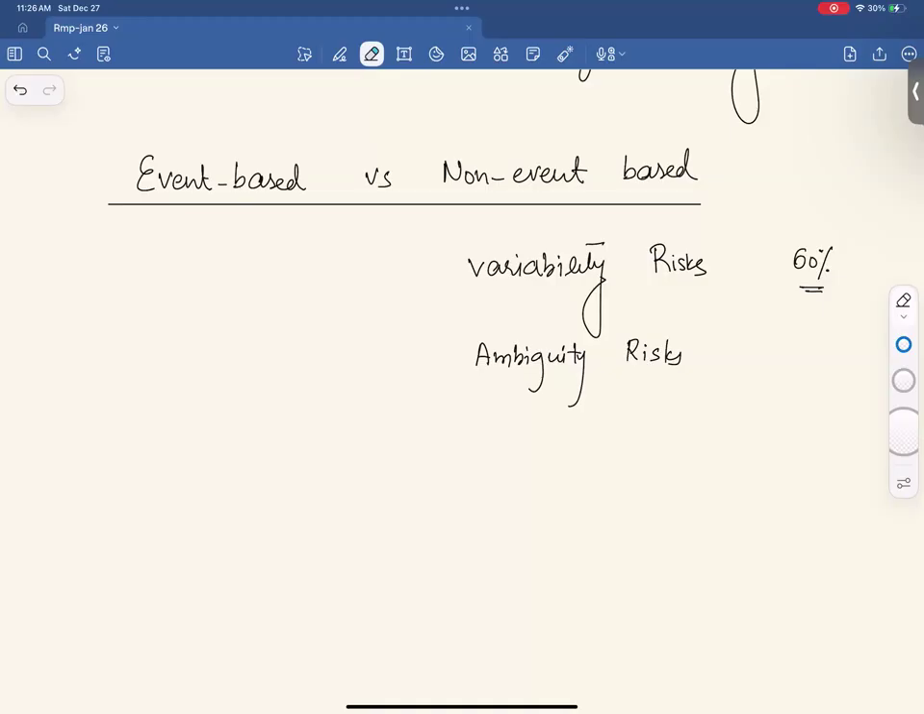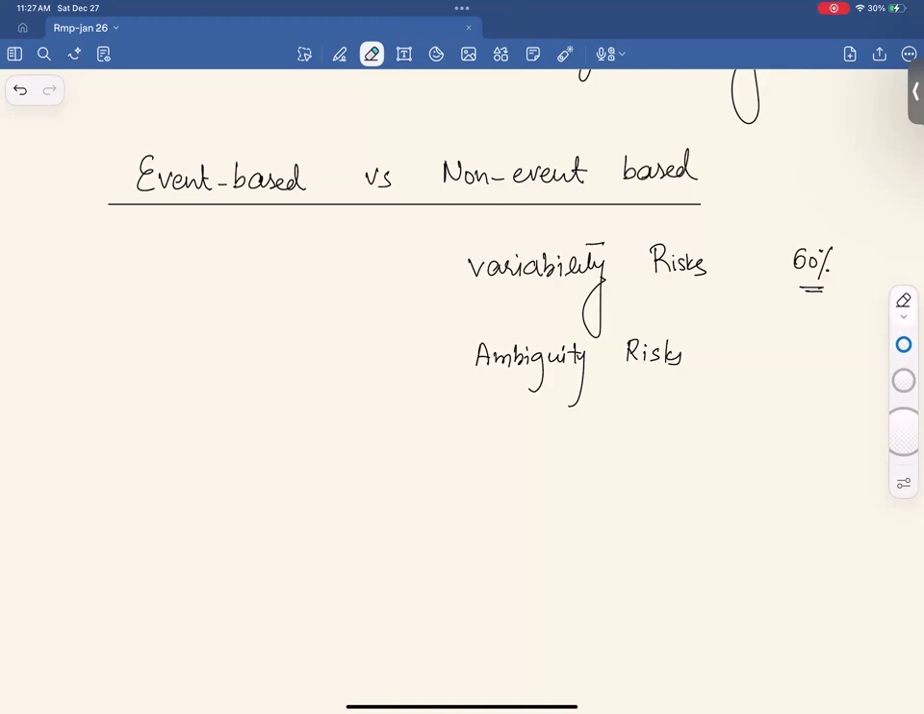Second one is called ambiguity risk. First is variation and second is ambiguity risk. Ambiguity is lack of knowledge. Negative or positive consequences, precisely negative consequences because of lack of knowledge, is called ambiguity risk. For example, getting a low score because of lack of knowledge is called ambiguity risk.